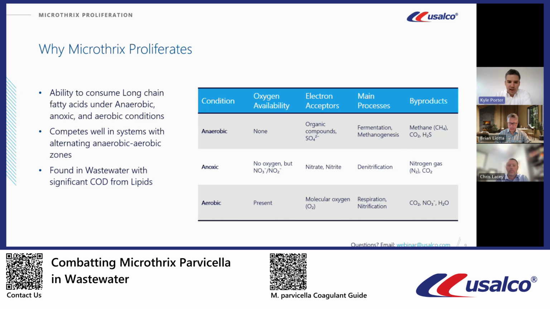So as I stated, as to why it's proliferating or why you're seeing it, it's really a low food to microorganism ratio bacteria. And by that, I mean you're going to need more BOD and COD. Really what's happening is it's taking up those fat lipids from the different COD and FOG you have, and that's its food source. And of course, you're going to see it in your biological sections of the plant.